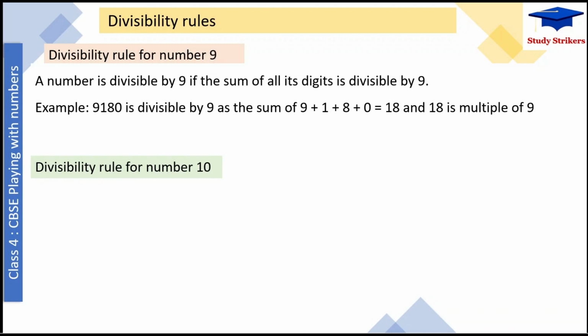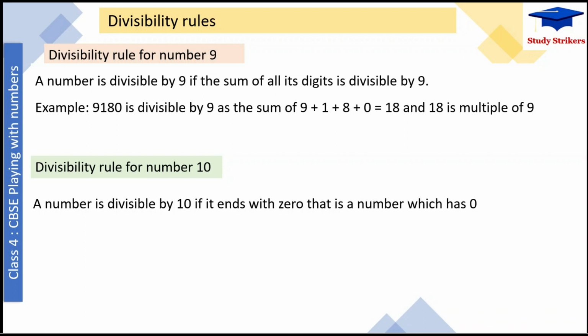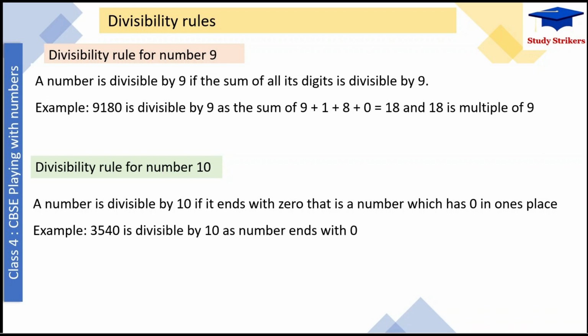Divisibility rule for number 10. It's very simple. A number is divisible by 10 if it ends with 0. That is, a number which has 0 in the ones place is divisible by 10. So 3440 is divisible by 10 as the number ends with 0. Depending upon these divisibility rules, we have our next exercise.